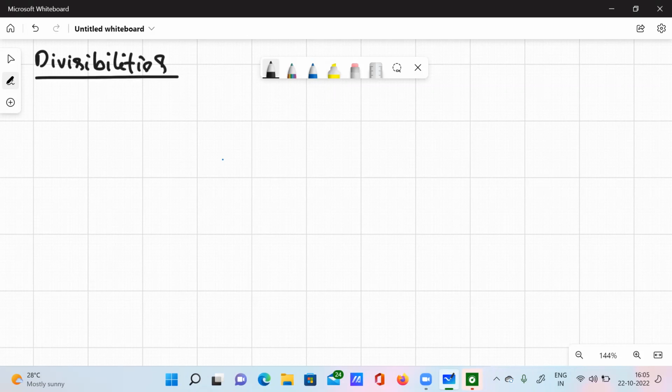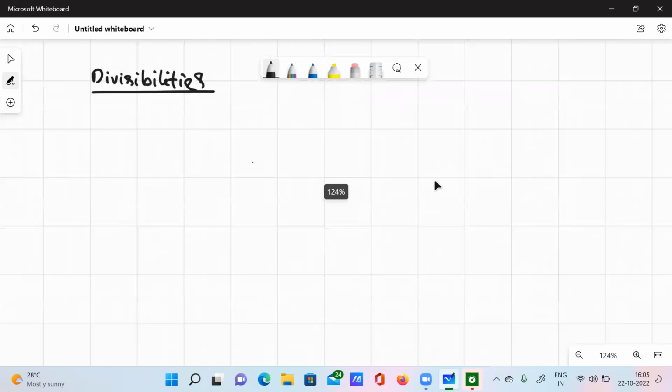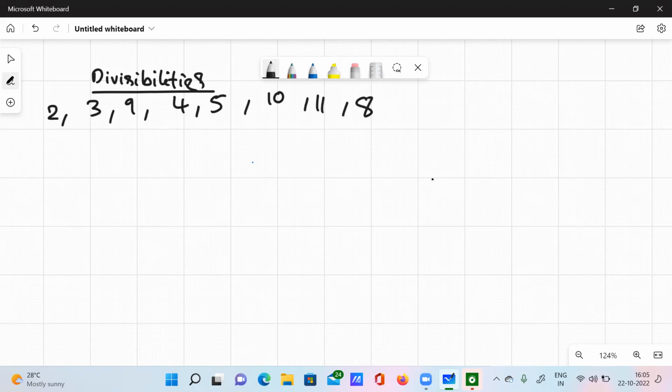So this is today's topic here. Now I'll tell you how to check the divisibility of 2, 3, 9, 4, 5, 10, 11 and 8. I'll tell you each of these divisibilities.